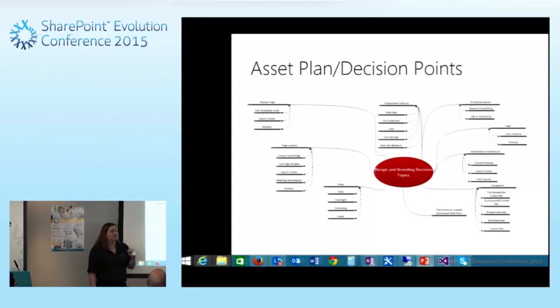We may be creating custom page layouts. Again, more page layouts we had to create if we're customizing them in 2010 than in 2013 because of things like the meeting workspaces and some of those that had custom placeholders in them that you needed to have in that page layout if you were trying to customize it.